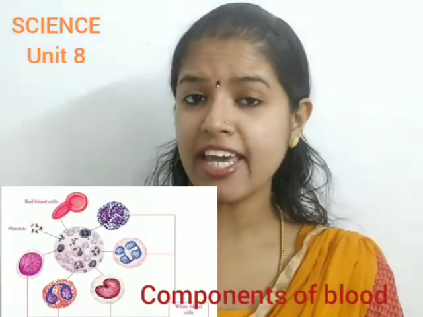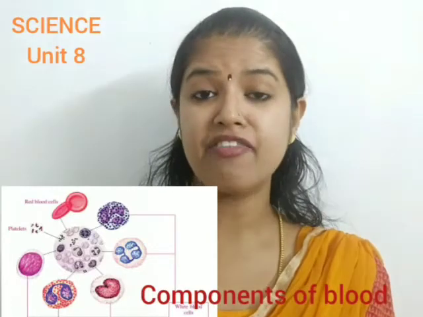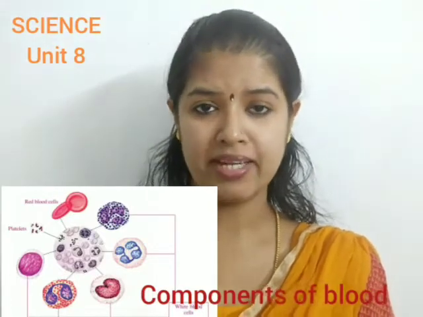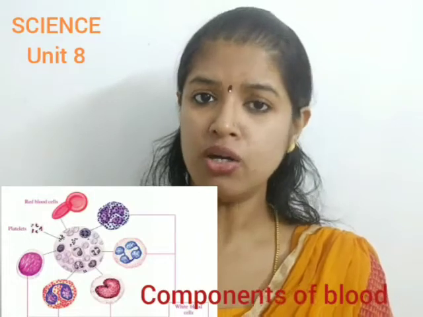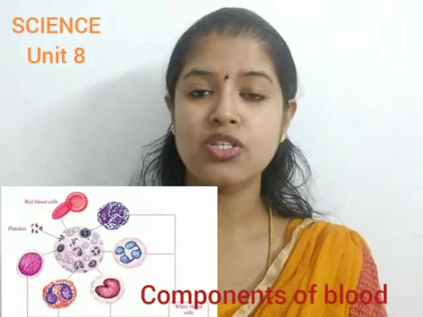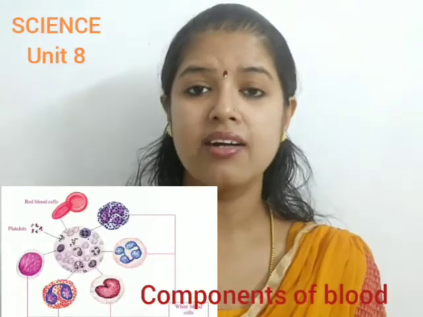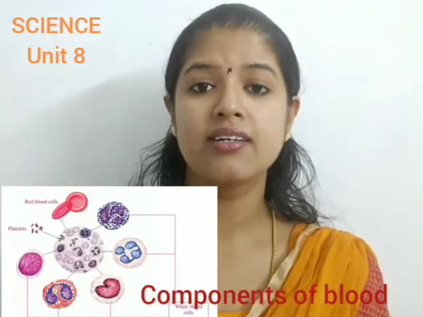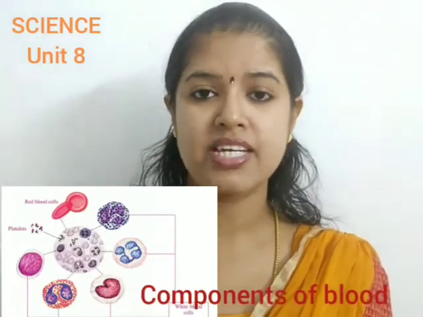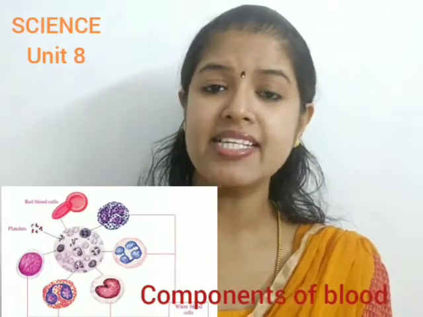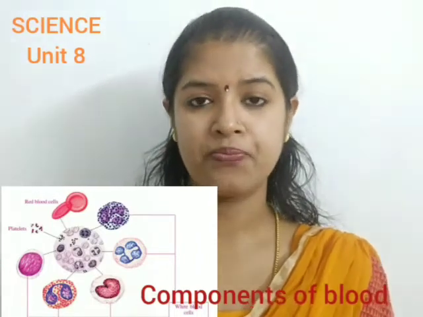And talking about white blood cells, there are 5 types of white blood cells in your body. So this is about the components of blood: plasma, which is the fluid part, then the red blood cells, white blood cells and platelets.